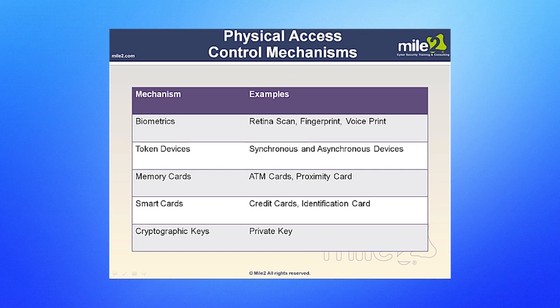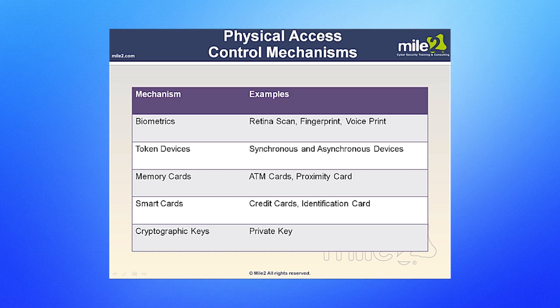Physical access control mechanisms. We can actually use things such as biometrics, and we'll see a slide coming up on biometrics. Biometrics are pretty interesting. Retinal scans, fingerprints, voice print, it goes on and on. Token devices. These are devices that we can actually carry with us. They come in two forms, synchronous and asynchronous. Memory cards, think of your banking ATM card or proximity card. We see those at hotels. Smart cards, military, governmental type people tend to use these pretty often, really.